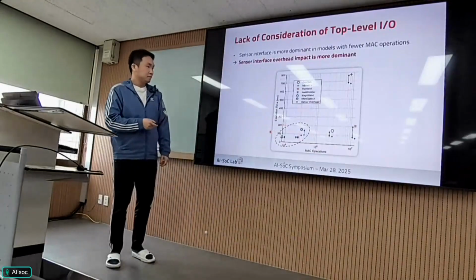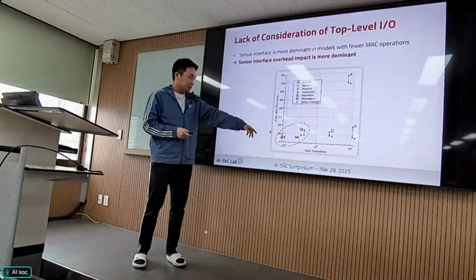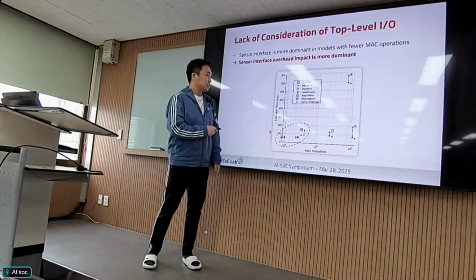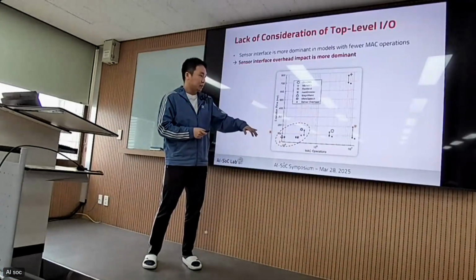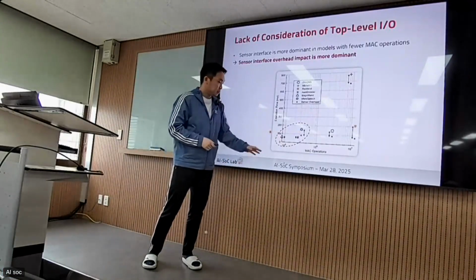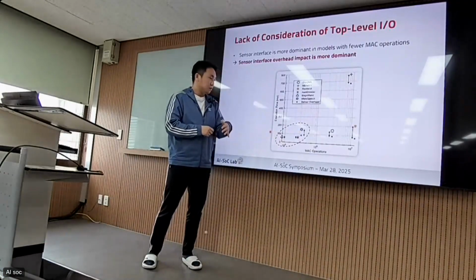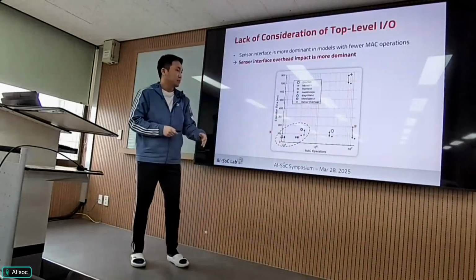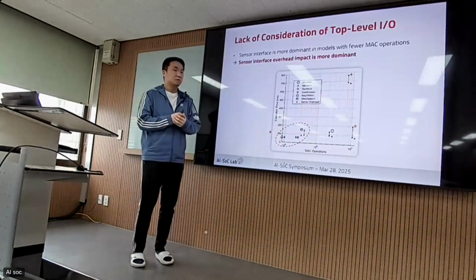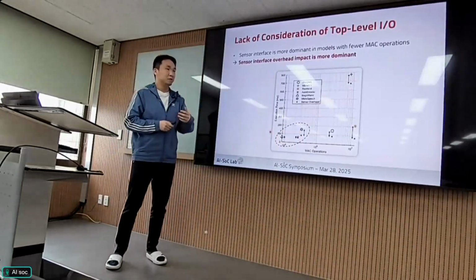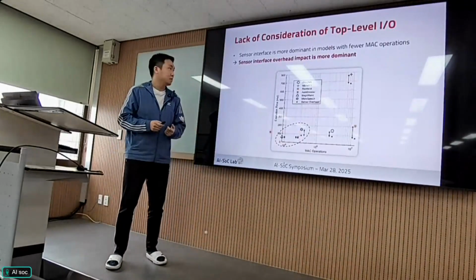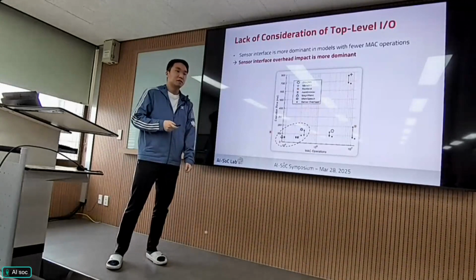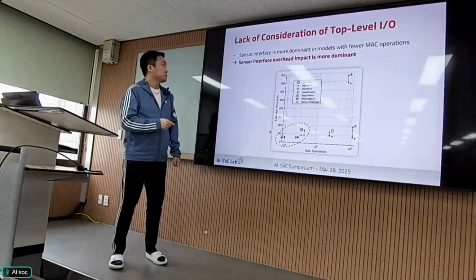I plotted this graph. The X-axis is MAC operation count and the Y-axis is execution time. Models with a smaller size show a much higher ratio of sensor interface execution time than larger models. So in the case of TinyML, sensor interface execution time is much more dominant for smaller models. So we need to consider sensor interface overhead during the development of the model.